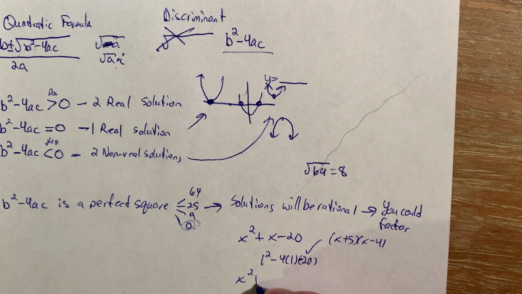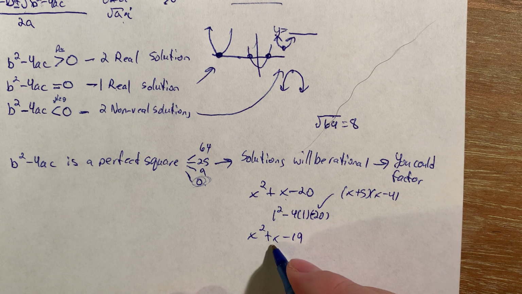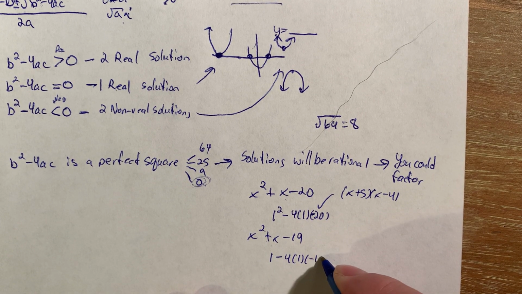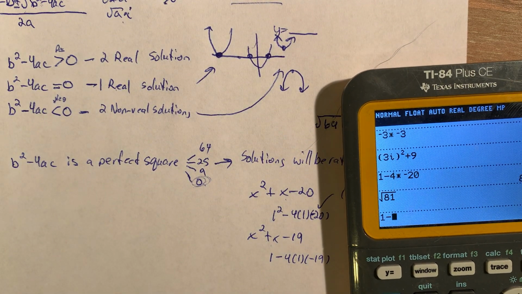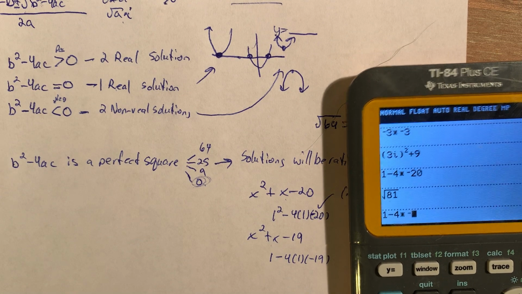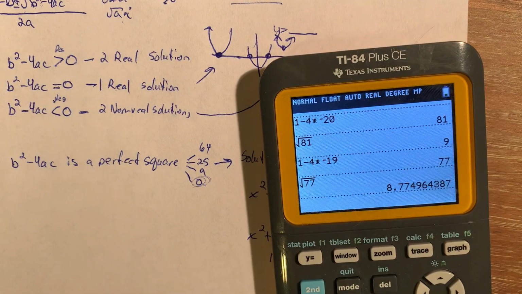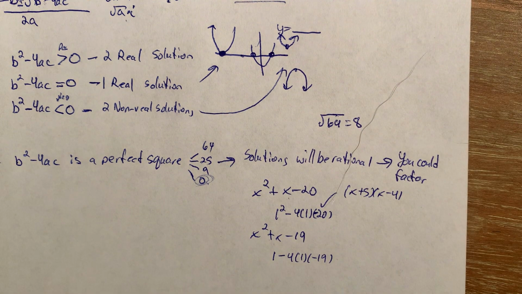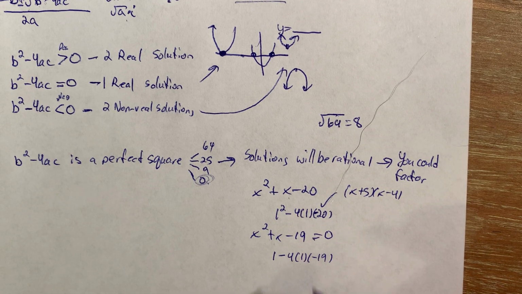But sometimes you'll be sitting there for a while trying to factor something, and if you just do the discriminant on it, b squared minus 4ac, you'll end up getting 77. And the square root of 77 is not a perfect square number. It ends up being a weird decimal, so those are ones that can't be factored, and you have to use the quadratic formula on them if you want to solve to see what the answers are.